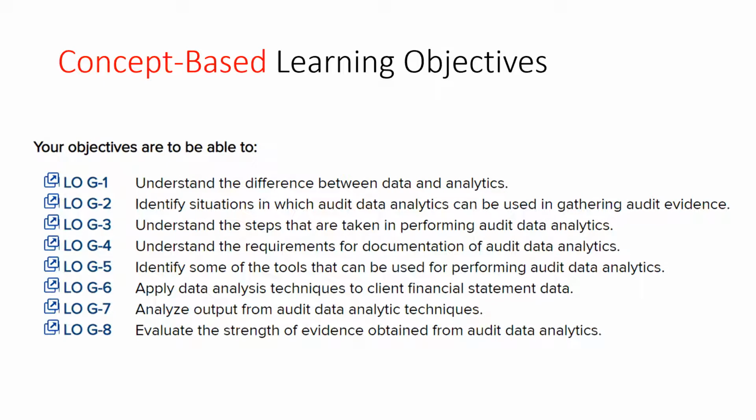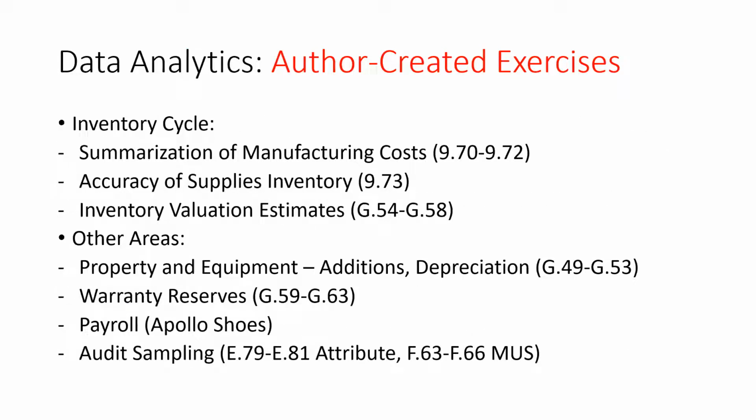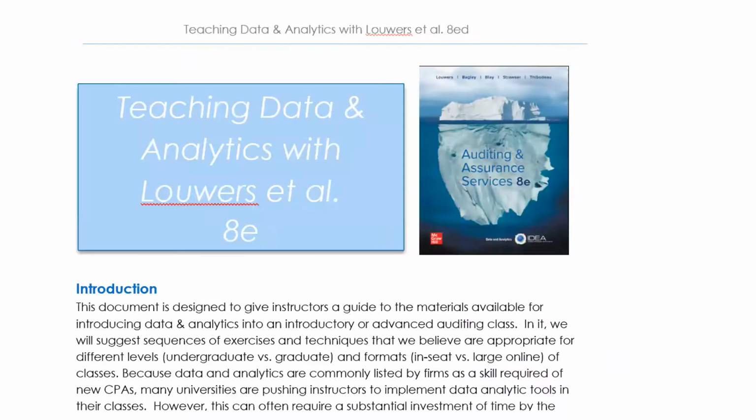Our book has a tremendous number of options for data analytics that cover nearly every significant account in a typical cycle, including multiple examples in the revenue cycle, the purchasing cycle, audits of inventory, and other areas. We have 28 individual exercises and examples new to this edition, 7 fully comprehensive author-created cases that cover the entire AICPA 5-step approach to audit data analytics. Now, sorting through all of this would be quite a task, but we've made it easy for you.